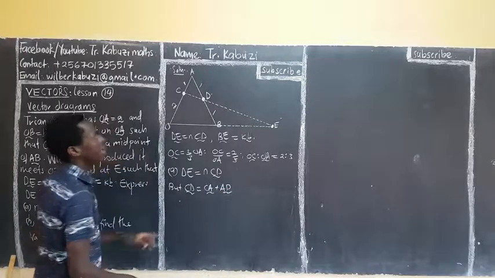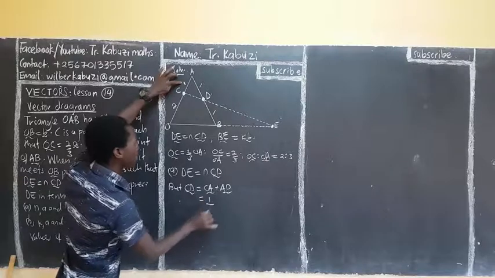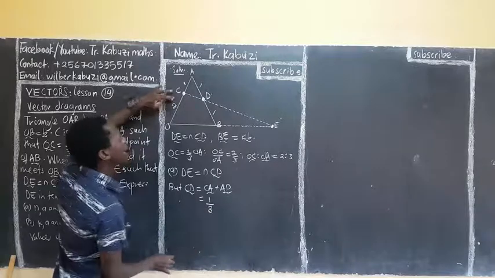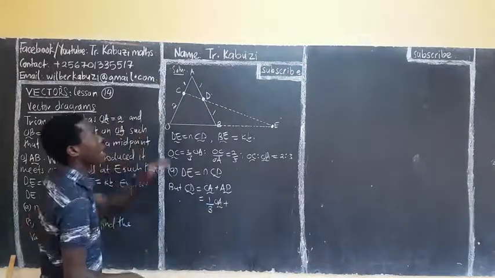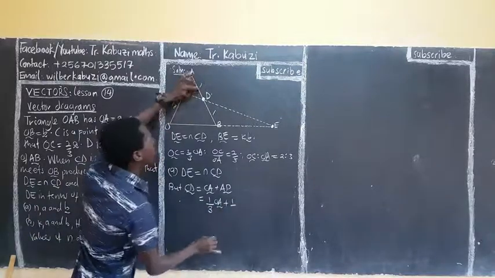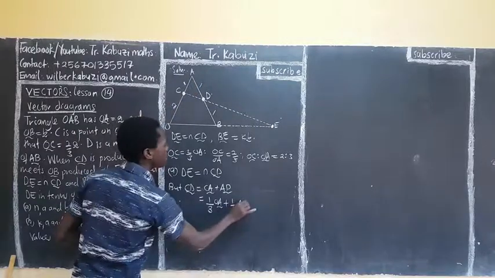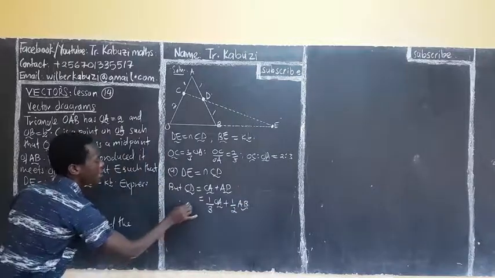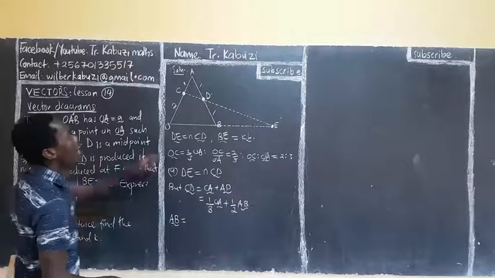Now, from here you can get CA. CA is 1 over the ratio, which is the sum 3, of the line OA. Then plus, what about AD? AD is a middle point, so this is 1 over the ratio, which is 2, of the line AB. So I need to get AB first. Now this is going to be my CD.